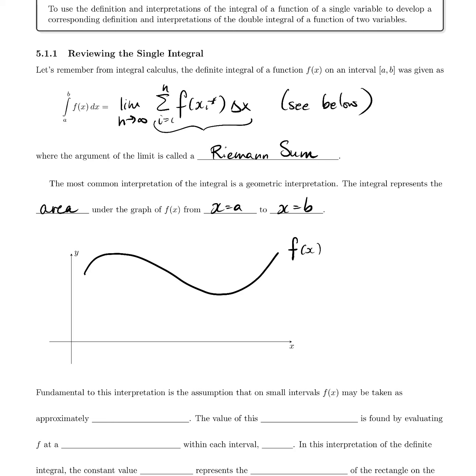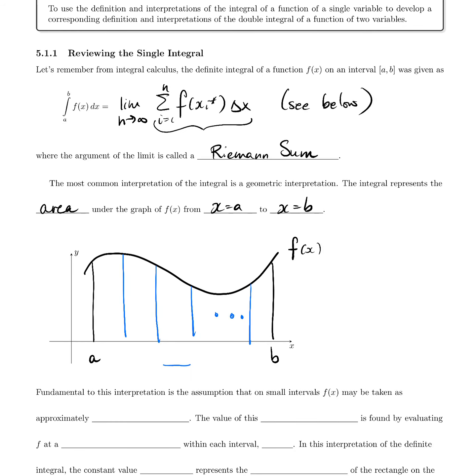So if this is our graph of f of x, and we're looking at the graph from x equals a to x equals b, then you probably developed the definition by trying to get a handle on the area of this region. So you divided the interval a to b into n different subintervals, and each of those subintervals you called delta x, and that was (b minus a) over n.